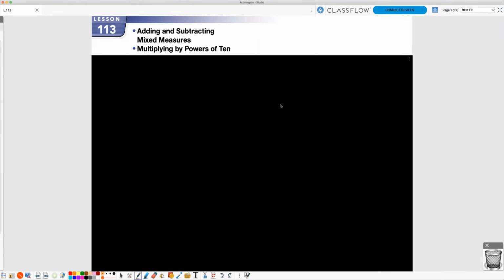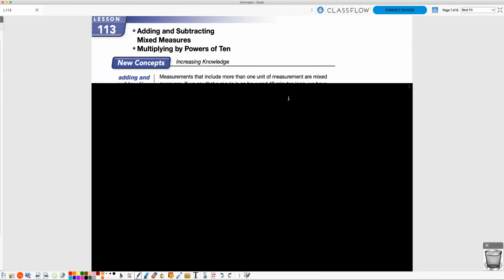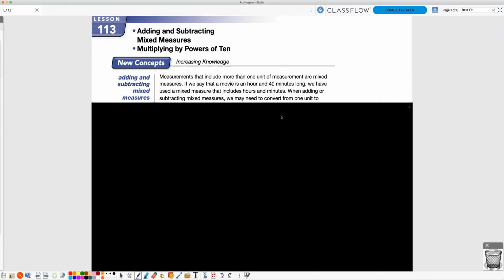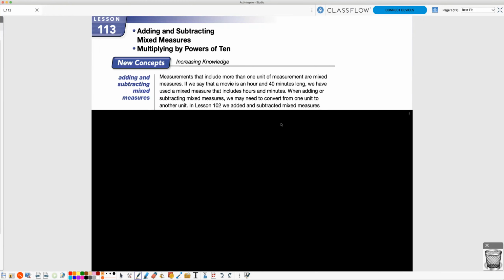This is lesson 113, adding and subtracting mixed measures and multiplying by powers of 10. Measurements that include more than one unit of measurement are mixed measures. If we say that a movie is an hour and 40 minutes long, we have used a mixed measure that includes hours and minutes. When adding or subtracting mixed measures, we may need to convert from one unit to another.